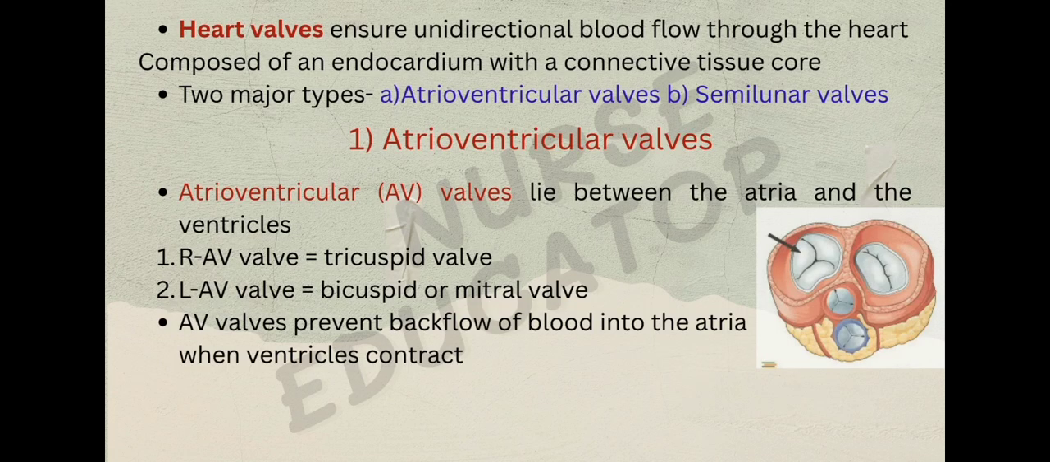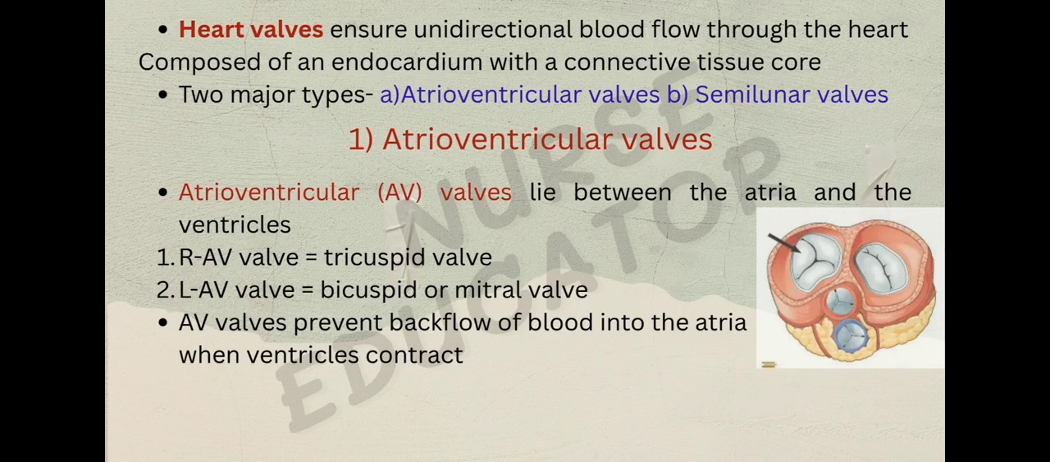Then we'll see what the heart valves are. The heart valves ensure unidirectional blood flow. Unidirectional in the sense only one directional blood flow through the heart. These are composed of endocardium with connective tissue. Here the connective tissue is present.